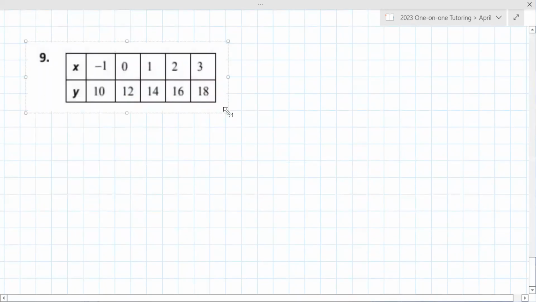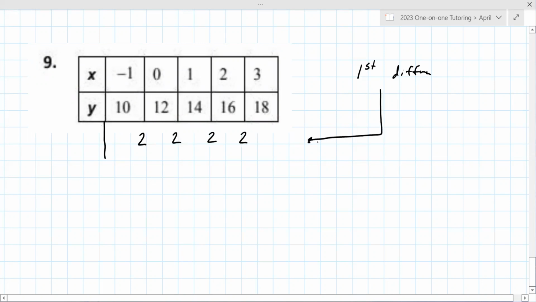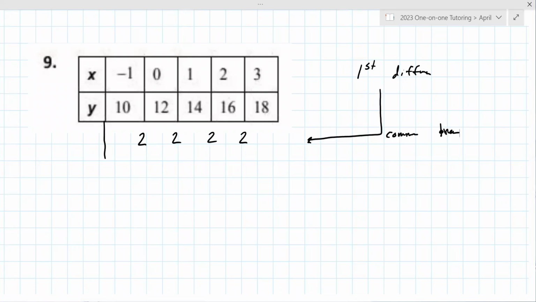So your progression should be, and they talk about this in most classrooms, called a first difference. You take this 12 and subtract 10, 14 minus 12, 16 minus 14. And you're supposed to actually write those down, usually just put them in between there, like 2, 2, 2, and 2. If it has a common first difference, it is considered linear. So it's got to be exactly the same each time.